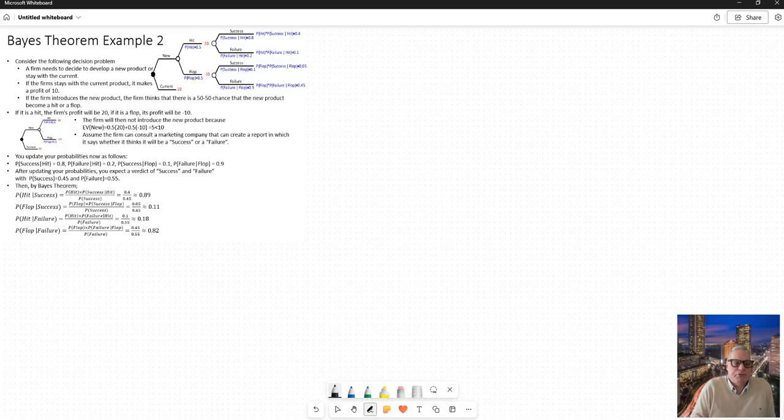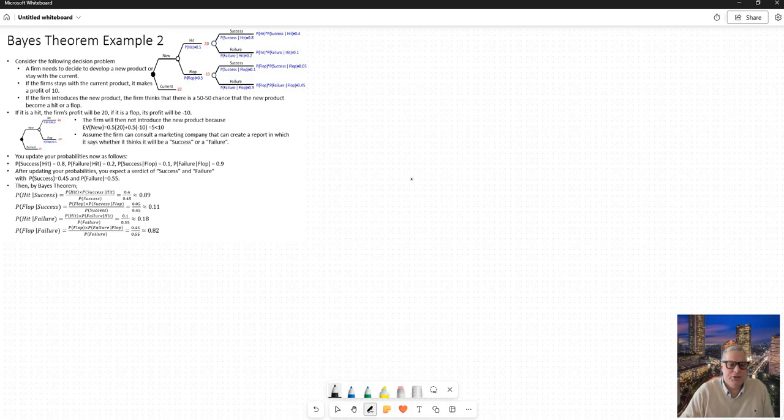So assume that there is a firm that needs to decide to develop a new product or stay with the current. If the firm stays with the current product, it makes a profit of 10, and it knows that for sure. But if the firm introduces the new product, there is a 50-50% chance that the new product becomes a hit or a flop. And if the new product is a hit, the firm will make a profit of 20, but if it's a flop, it will make a loss of 10. So now we can convert that information into a decision tree.